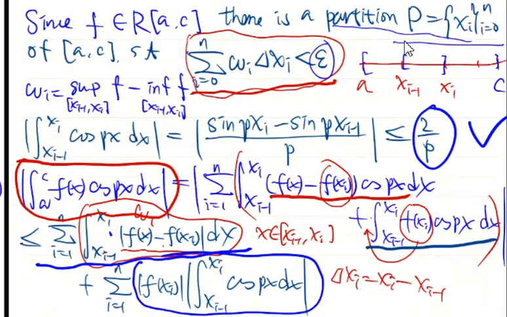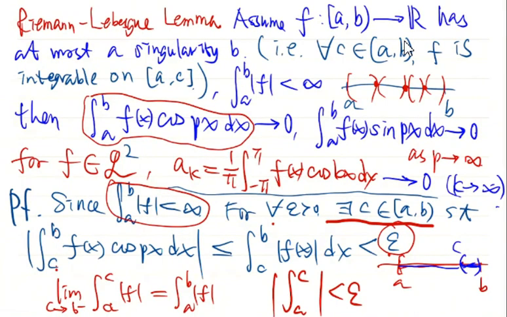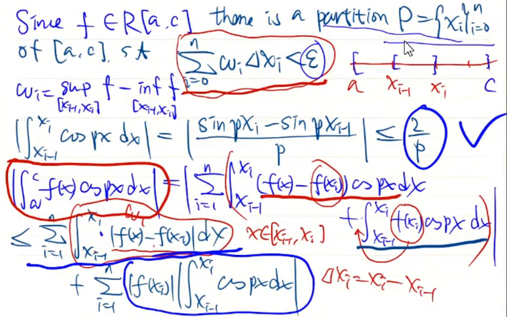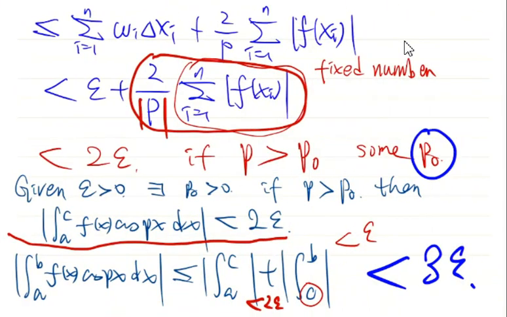And our p might be negative also, so we should add absolute value here. We should add absolute value for this p, and also finally for this p. So this proves that once the absolute value of p is large enough, our integral is less than the previously given small number. So this proves the conclusion of the Riemann-Lebesgue lemma. Okay.